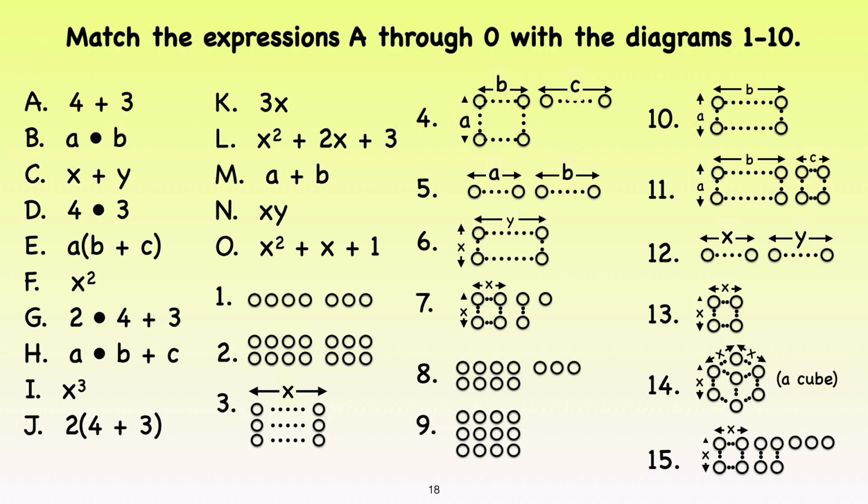A is 1, B is 10, C is 12, D is 9, E is 11, F is 13, G is 8, H is 4, I is 14, J is 2, K is 3, L is 15, M is 5, N is 6, and O is 7.